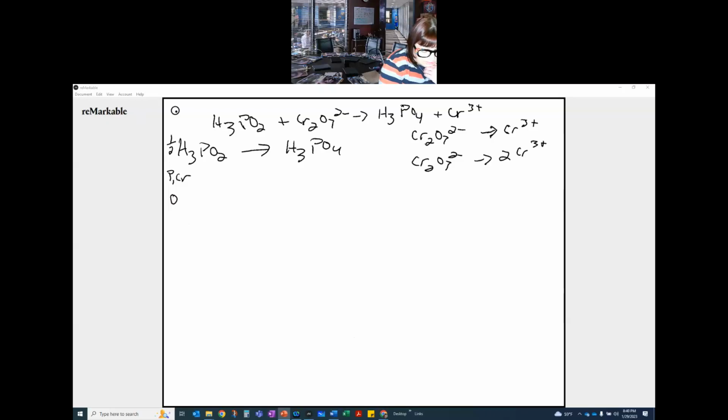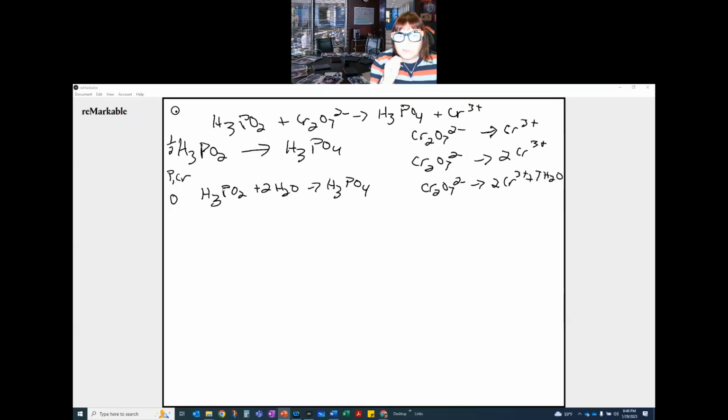Now we're going to do oxygen, and I'm just going to add H2O. I have two oxygens on my reactant side and four over here. So I'm going to take H3PO2 plus 2H2O to give me H3PO4. And I have Cr2O7 2 minus with 7 oxygens there, giving 2Cr3 plus and 7H2O. Okay, awesome.